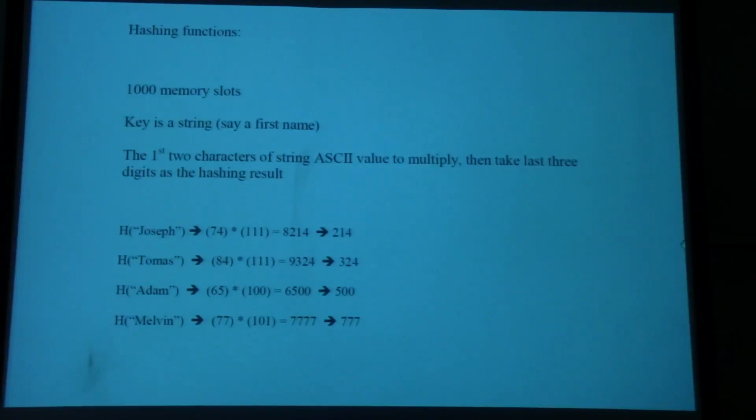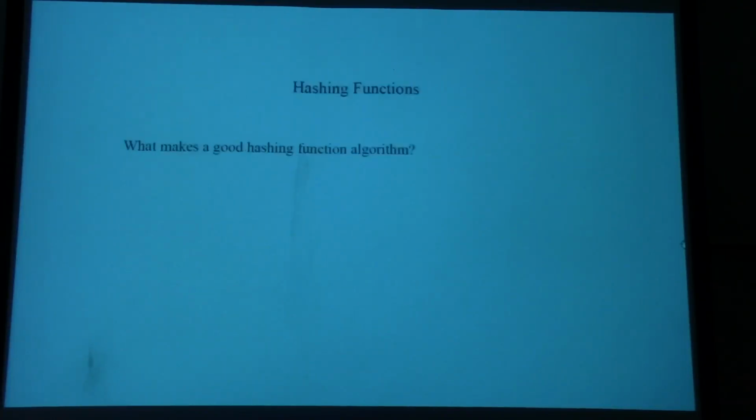Okay, so how do we find out a hashing value for these? Well, one of the things we can do is take the first character of the person's name, which is 74, and then multiply it by the ASCII value of the second character. And that gives you a relatively interesting number, right? And then I'm going to divide by 1,000 and take the remainder. Notice that I get these different values for different people. That's one possibility.